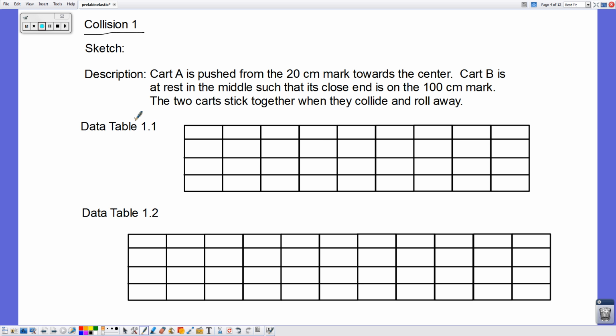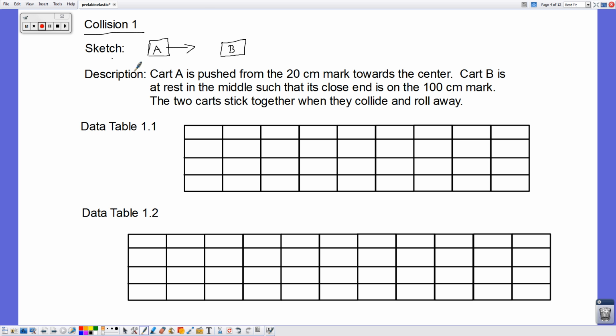What you have written down so far on your page is Lab 1, inelastic collisions. You have your names. You have a hypothesis. You have your procedure, an overview, the equations, and how to find your velocity. Now you have collision 1. Collision 1 is you're going to have cart A, and you're going to push it towards cart B, which isn't moving.